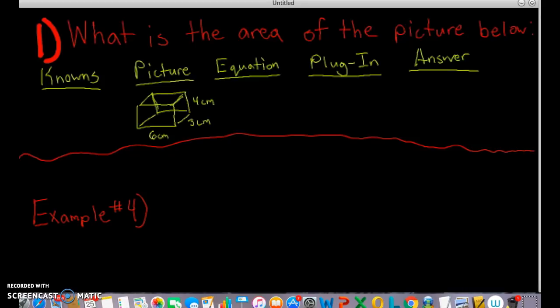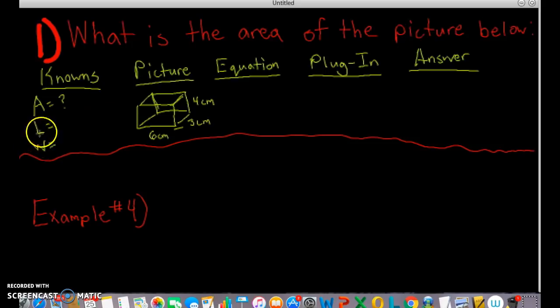What is the area of the picture below? So if you look at this picture here, we have a volume 3D object. So that means it has a length, width, and a height. We only want the area, okay? So when you're talking about area, which is A, we don't know that, so that's going to be a question mark. If we're trying to find the area, we need to know two things. We need to know the length, and we need to know the width.